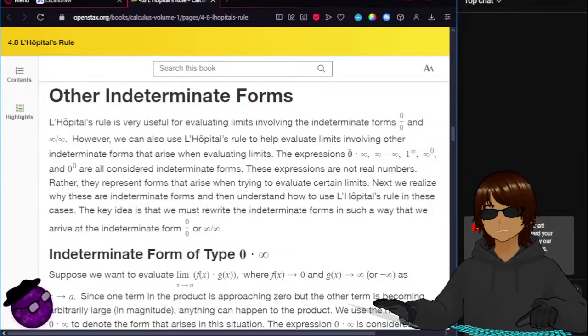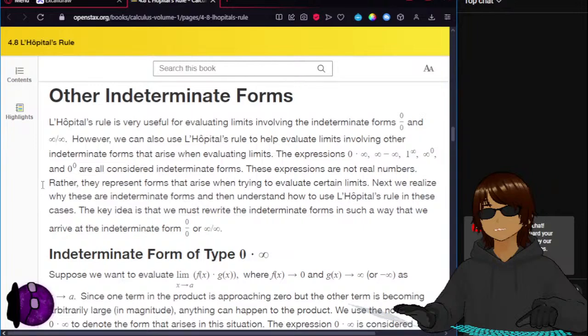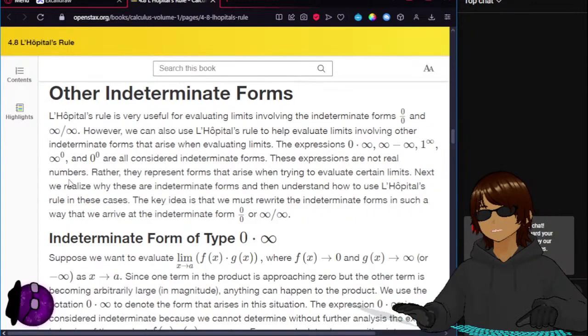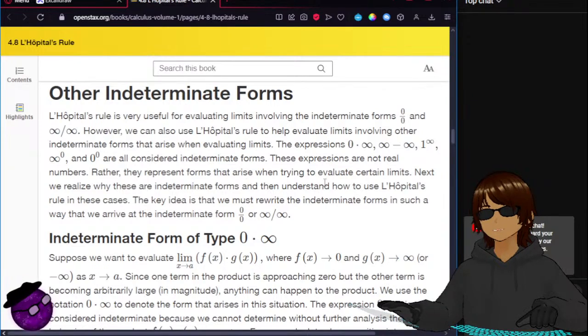The expressions 0 times infinity, infinity minus infinity, 1 to the power of infinity, infinity to the power of 0, and 0 over 0 are all considered indeterminate forms. These expressions are not real numbers. What about 1 to the power of infinity? Isn't that 1? Rather, they represent forms that arise when trying to evaluate certain limits.